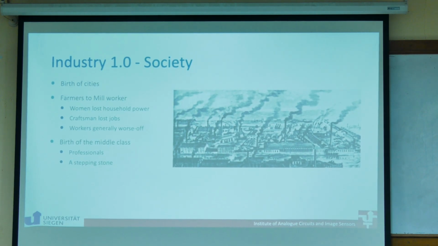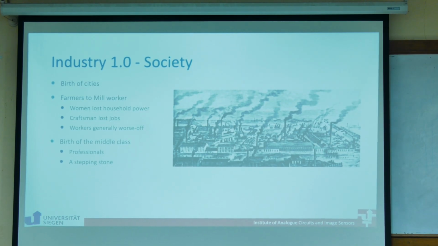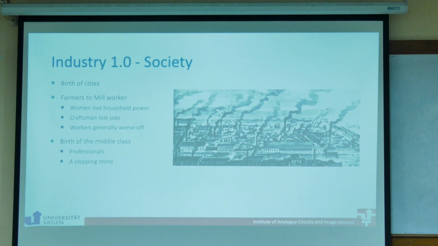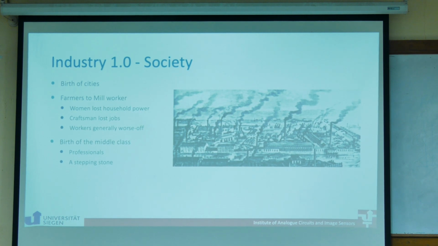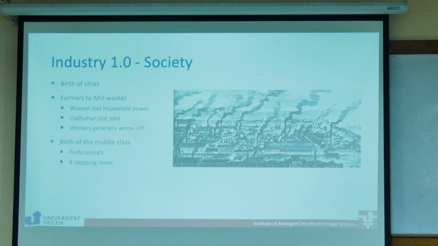What happens to society? We start giving birth to cities. People move from being a farmer to becoming a mill worker. They're working in certain mills. Something interesting happens to gender at this point of time. Remember I told you men and women were fairly equal in the previous stage. Now because we have moved to these cities, men are going to work, women are working in their household, and women lose their power. Because incidentally, if you don't have financial wealth, you're losing your control over the society.